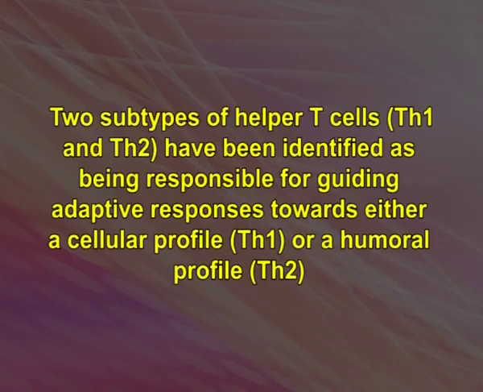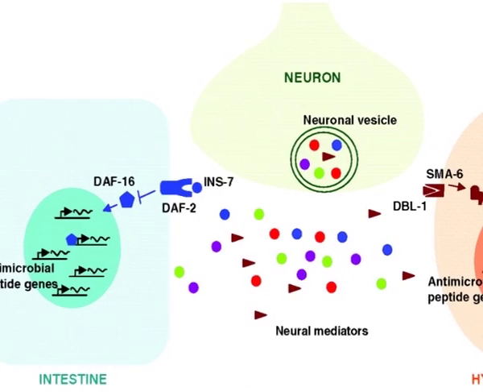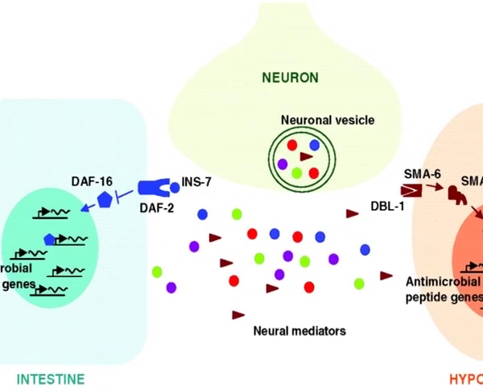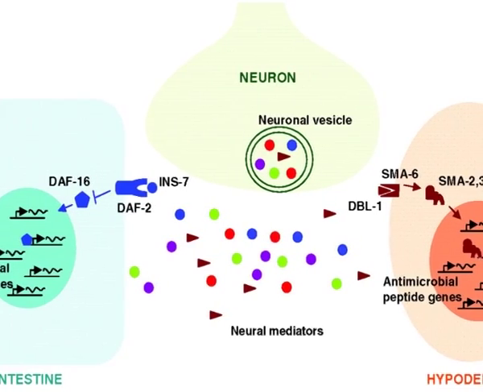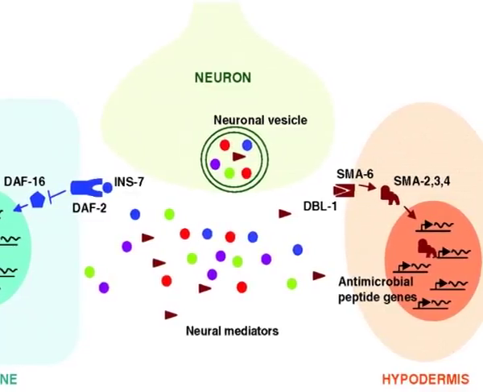Two subtypes of helper T cells, Th1 and Th2, have been identified as being responsible for guiding adaptive responses towards either a cellular profile, that is Th1, or a humoral profile, that is Th2. Th17 cells have recently been identified and are thought to play a further specialized role. Effective regulation of immune responses is also vital to ensure that they don't themselves cause unnecessary tissue damage, and regulatory T cells, that is Tregs, are a subset of T cell that play an important role in this process.